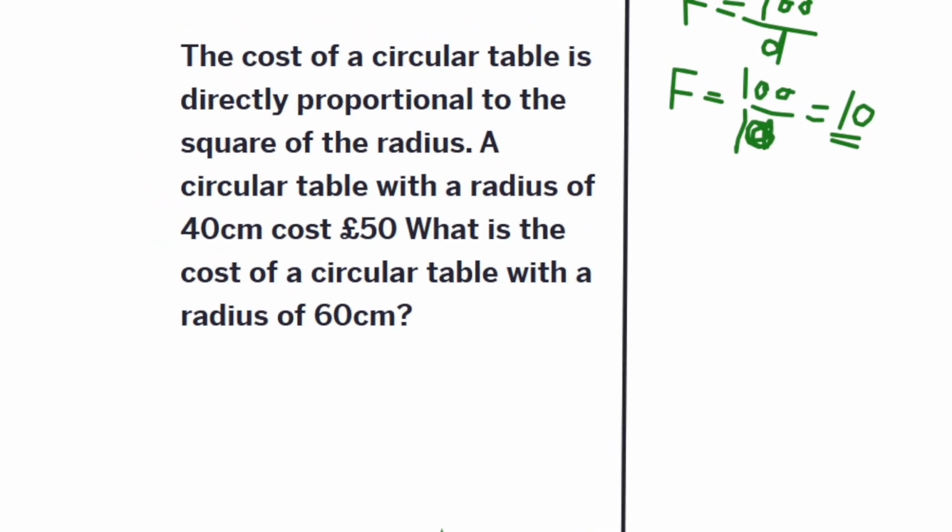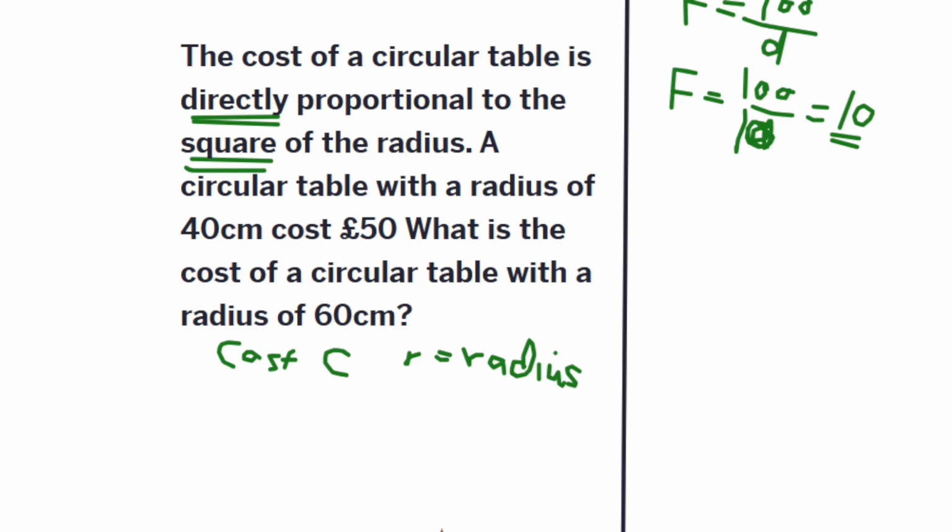Let's look at this example here. Now, the cost of a circular table is directly proportional to the square of the radius. A circular table with a radius of 40 centimeters costs 50 pounds. What is the cost of a circular table with a radius of 60 centimeters? That's a nice question. The most important part here is directly proportional and the square of the radius. So let's write this. Let's say the cost is C and the radius is R. So R represents the radius. I just wrote the letters to make it easier for me.